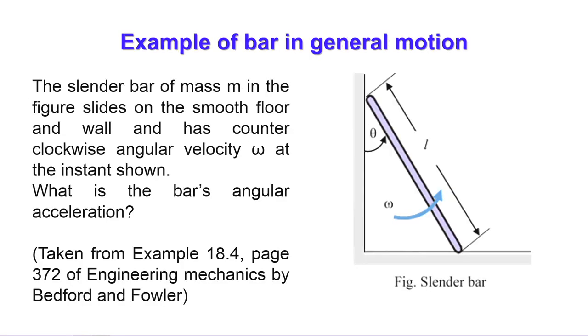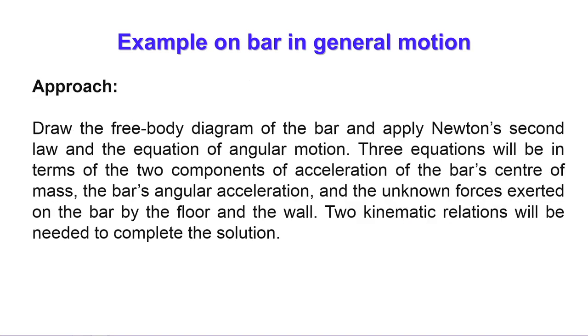Here one bar is shown, it is sliding, supported by the wall and the floor. But it is a smooth floor and wall, so it will slide gradually. Omega is the angular velocity of rotation. So, the slender bar of mass m in the figure slides on the smooth floor and wall, and has counterclockwise rotation, shown as omega at the instant shown. What is the bar's angular acceleration? We want to find that out.